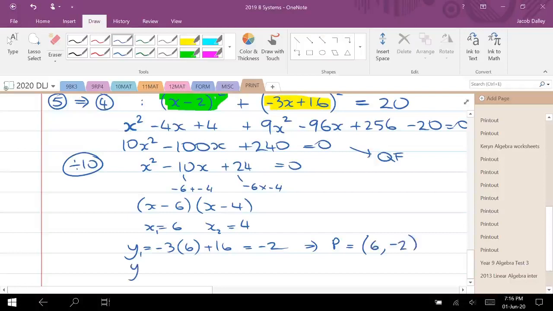And going through our y2 point, x2 is 4, so substituting x equals 4 in there, -3 times 4 plus 16 is going to give us +4. So that completes our Q coordinate of (4, 4). Alright.